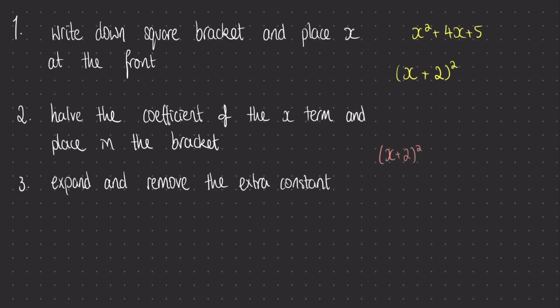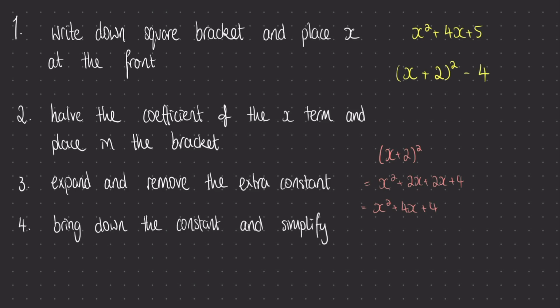I'm going to expand x plus 2 squared, which is going to be x squared plus 2x plus 2x plus 4. Simplifying that then, we can see that our extra constant compared to x squared plus 4x is plus 4, so I need to subtract that away from my bracket.